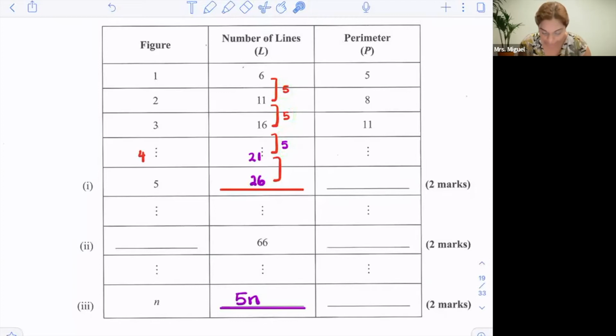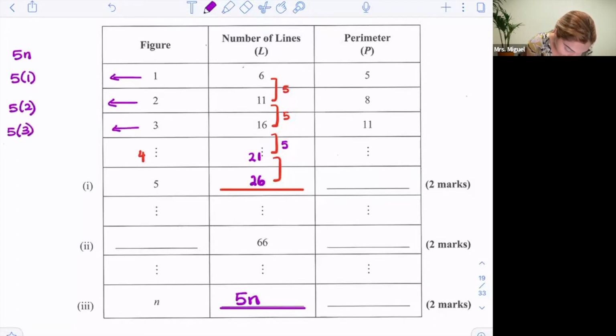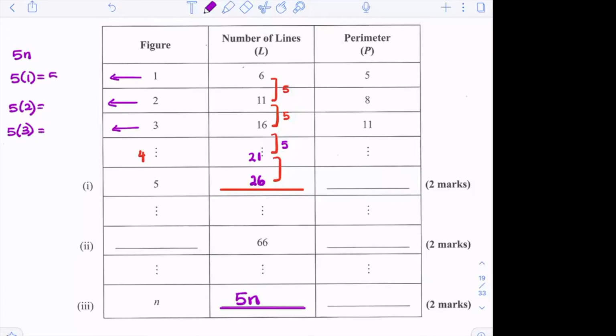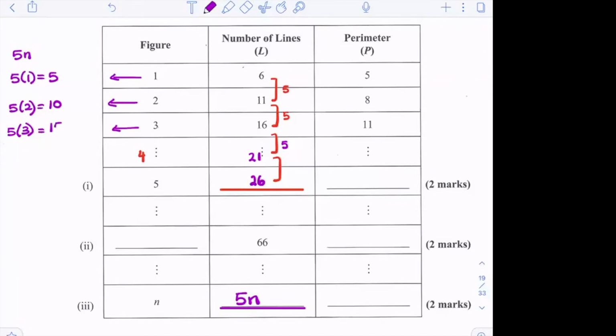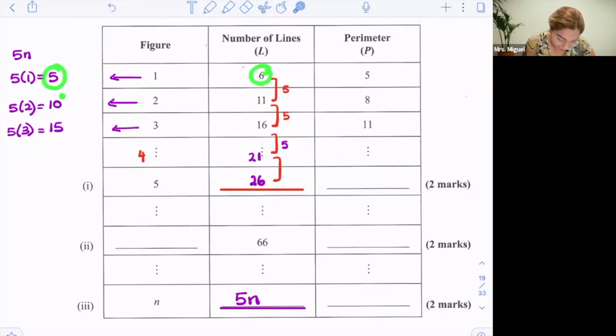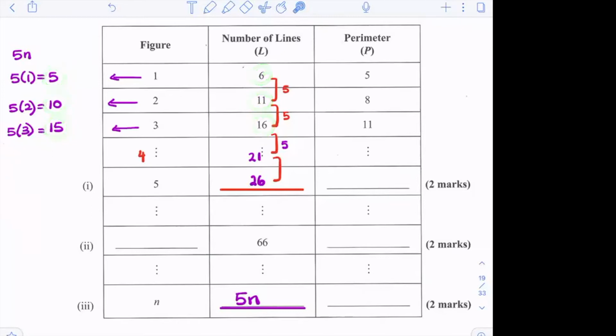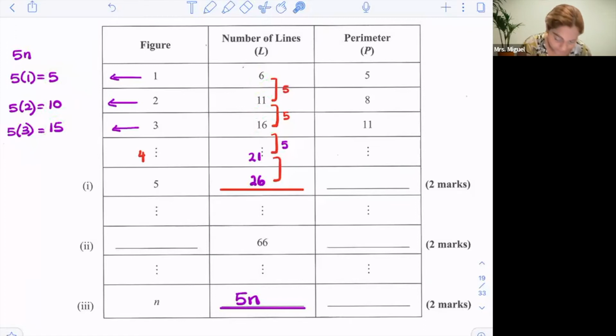So we have to write a formula here. If N was 1, we will multiply 5 by 1. Remember the formula we have is 5N. If N is 2, it would be 5 by 2. And if N is 3, this will be 5 by 3. Now, 5 multiplied by 1 is what? 5. 5 by 2? 10. And 5 by 3? 15. Now watch this. Here I have 6, here I have 11, and here I have 16. So how do I get that in the formula? It's 5N plus 1. Very good. So my formula is not only 5N, but 5N plus 1. Do you all see that?